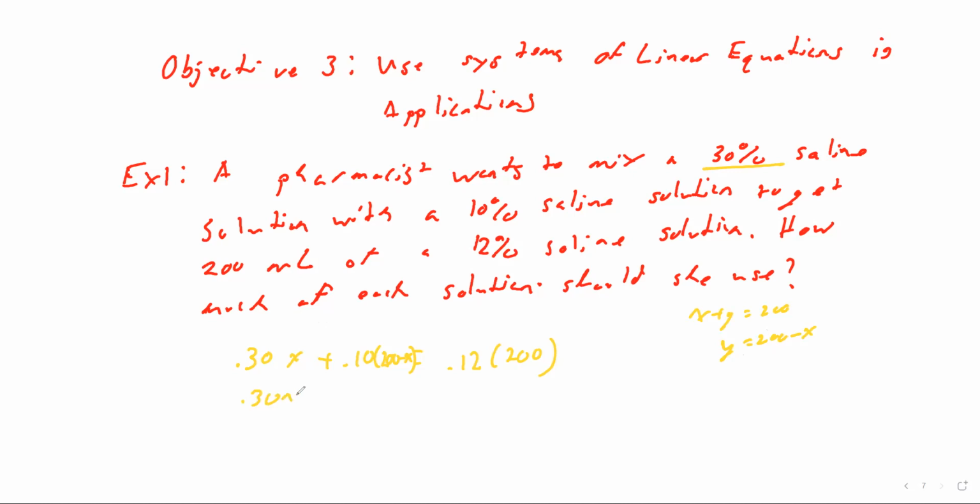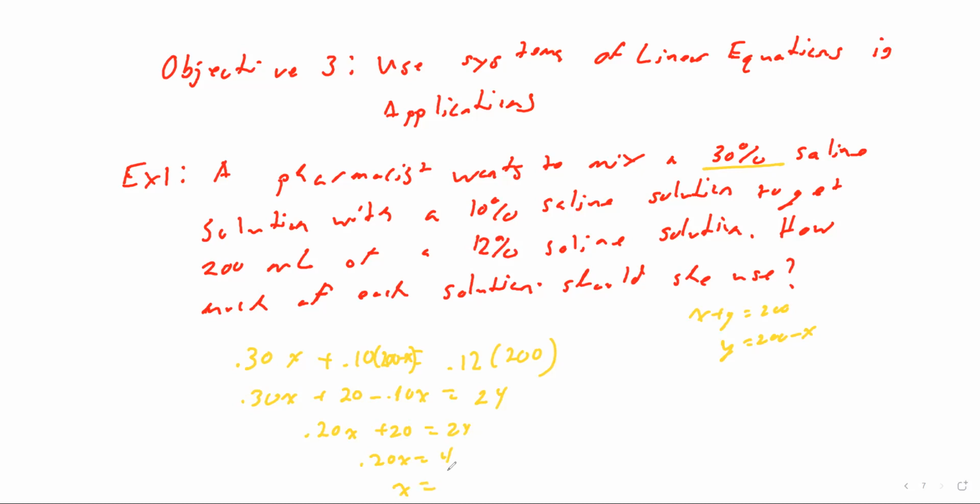So this is 0.30x plus 0.10 times 200 is 20. For sure. Yeah, 10% of 200 is 20. Minus 0.10x equals 24. And then we can solve it. 0.3 minus 0.10 is going to be 0.20. Plus 20 equals 24. Subtract the 20, so I get 0.20x equals 4. And then I divide that by 0.20, and I believe that's 80.